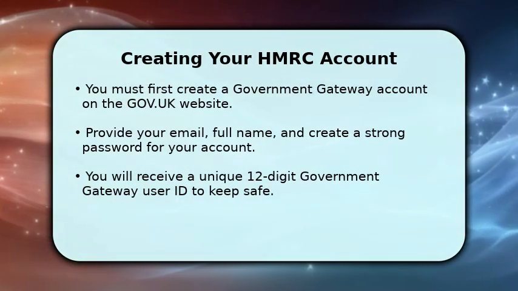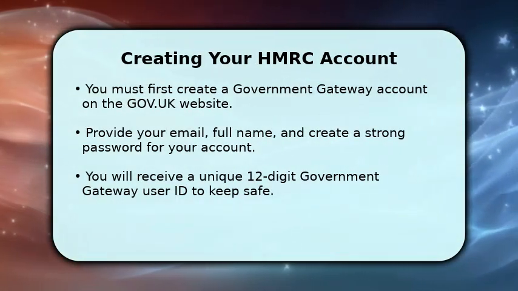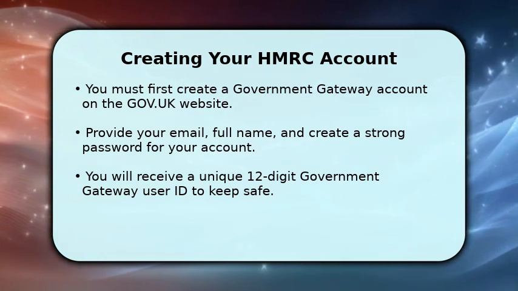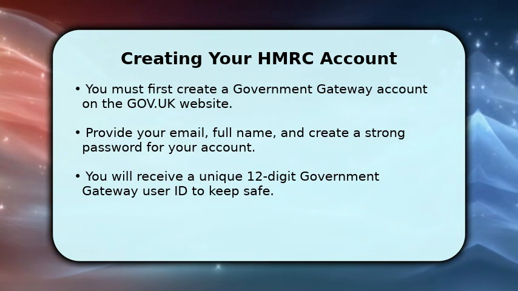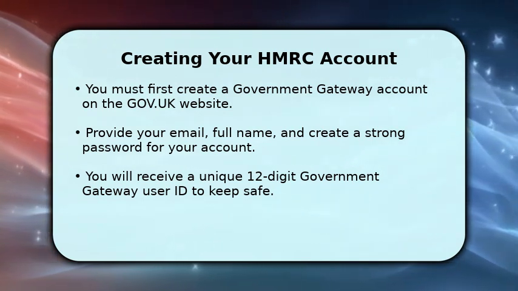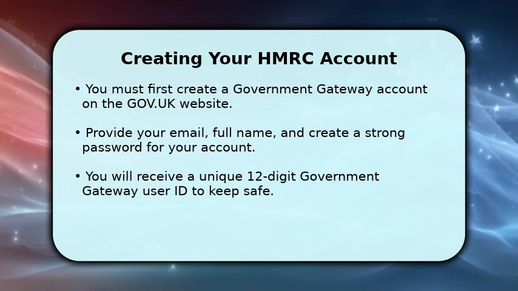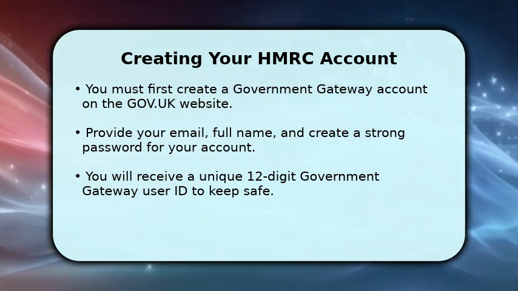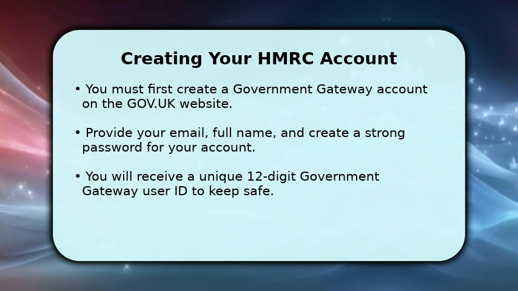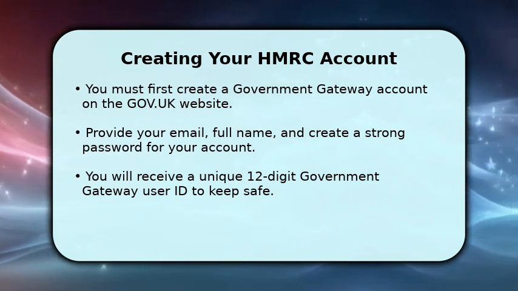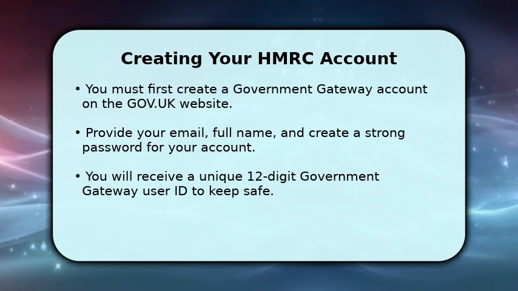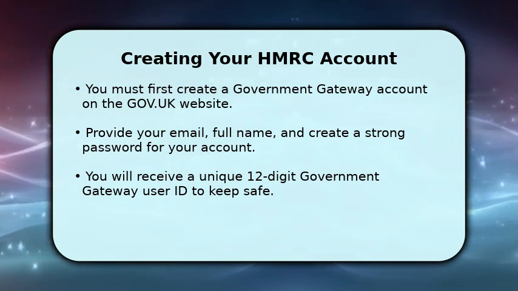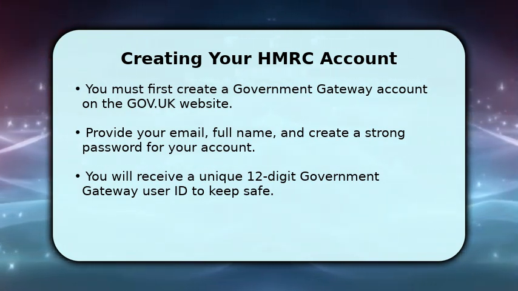To create your HMRC account, you'll first need to set up a government gateway account online. Visit the official Gov.UK website and select the option to create new sign-in details. You'll provide your email, verify it with a code, then enter your full name and create a secure password. HMRC will then issue you a unique 12-digit government gateway user ID, which is essential for accessing the app. Remember to keep this ID safe for future logins.